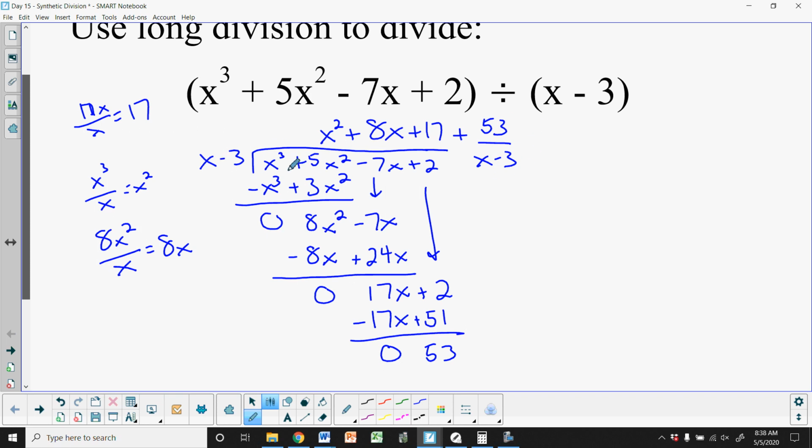When we divide an x cubed divided by an x, we get an x squared. So our answer then ends up being a degree of x squared. And this is really a quadratic.